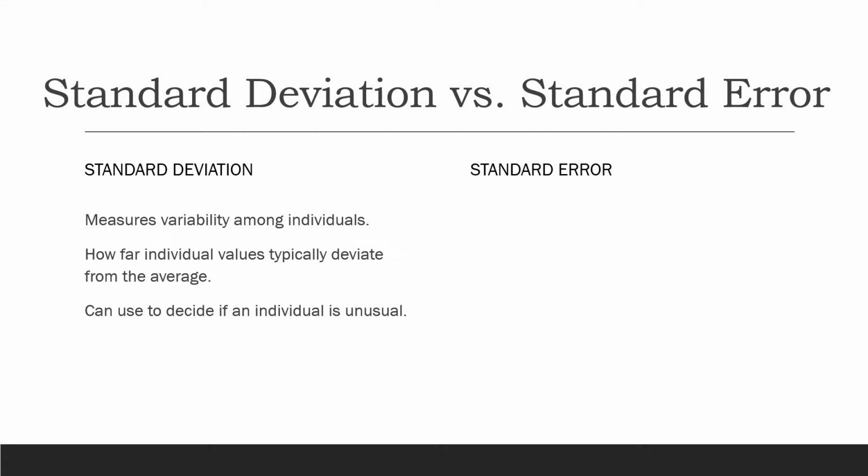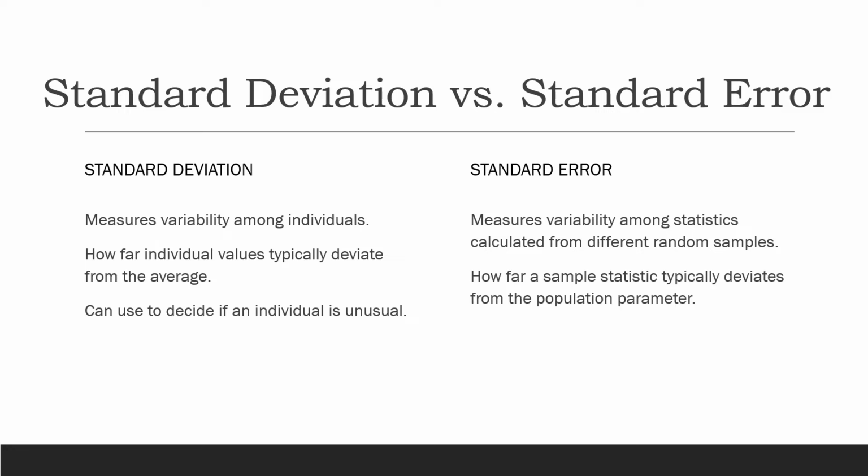In comparison, the standard error measures variability among statistics that are calculated from different random samples. We can interpret the standard error as telling us how far a sample statistic will typically deviate from the population parameter that we're using it to estimate. And standard error is useful for deciding if a sample, in particular a sample statistic, is unusual.